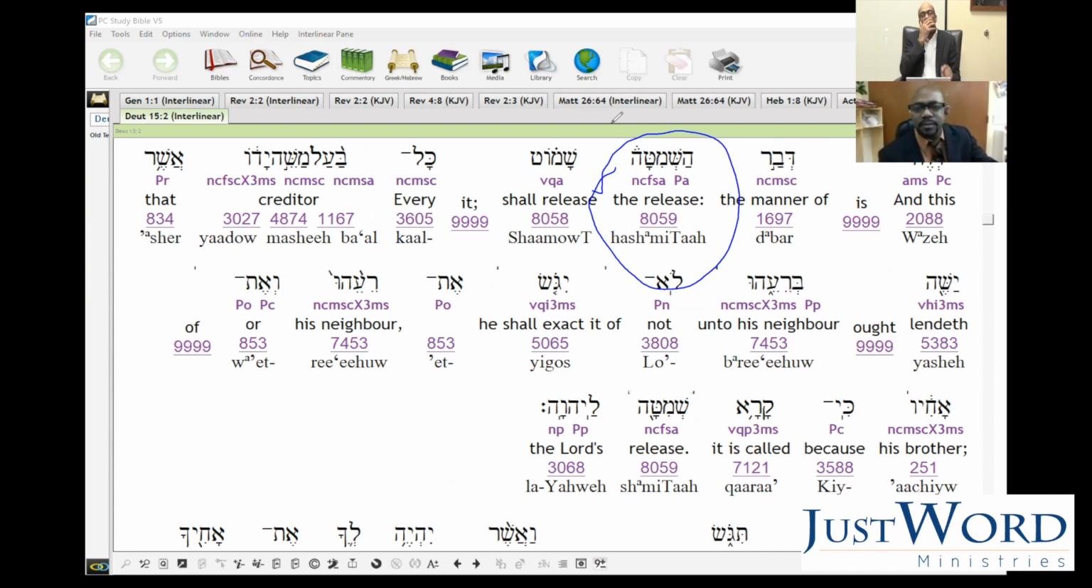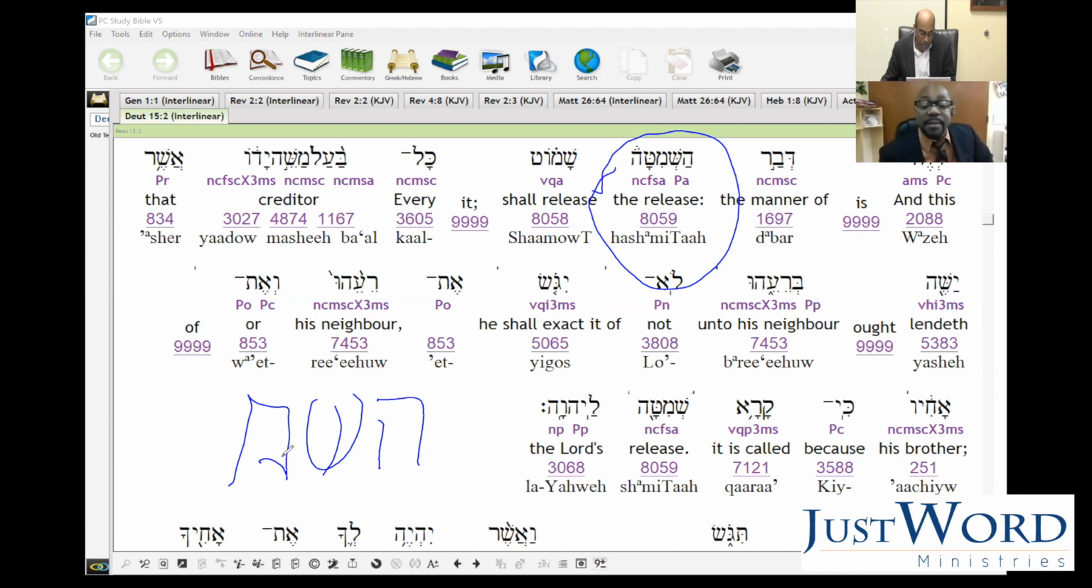In the Old Testament, in order for an individual that was in bondage to be free, they had to have a release. This word release is hashamita. And again, what do you see? You see this Hashem. And Hashem again, Terry, means what? The name. Old Testament is pictures, it paints.